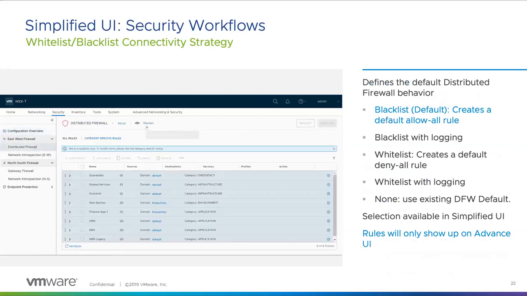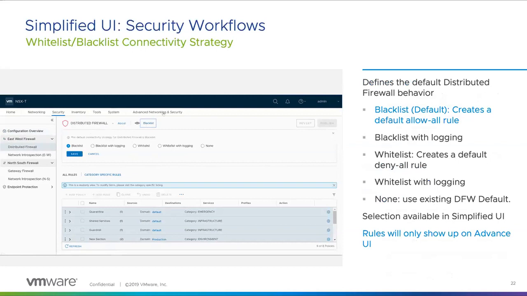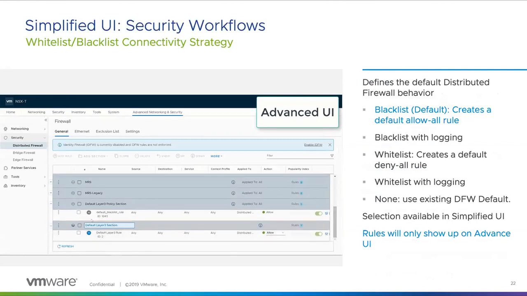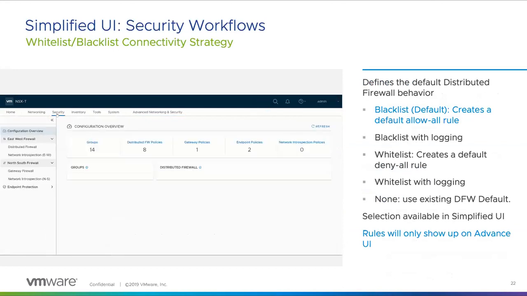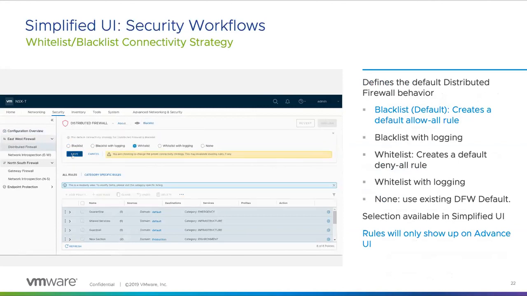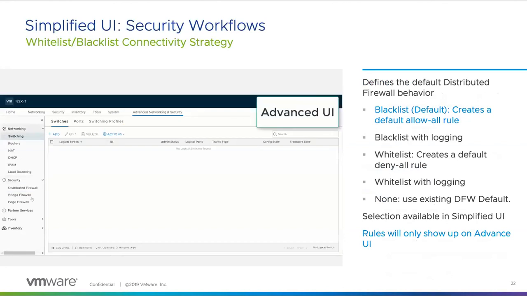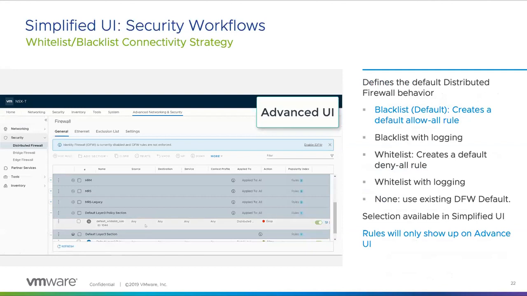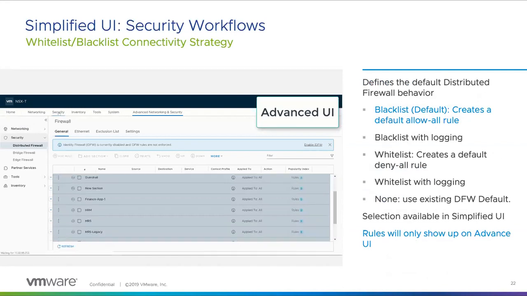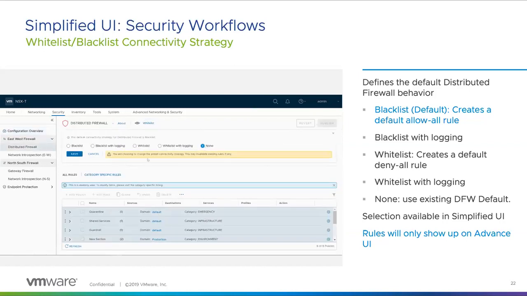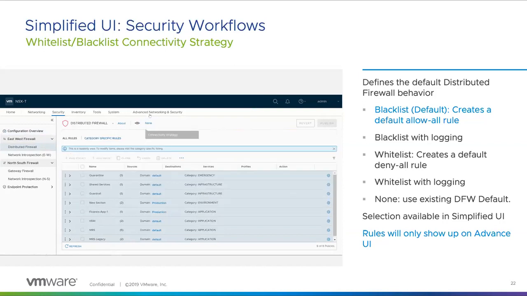All right, this is the whitelist and blacklist connectivity ability in the environment. When you whitelist something, it creates the default deny rule, which is visible in the advanced UI and is created above the default rule section in the advanced UI. When you blacklist something, and here we go through the two different ways that switch gets flipped, the blacklist creates the default allow rule, which is visible in the advanced UI and is created above the default rule section in the advanced UI. And obviously if you choose none, you're going to use whatever the existing rules are or other rules that are in there.